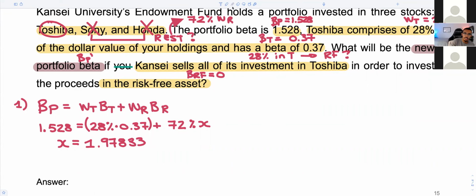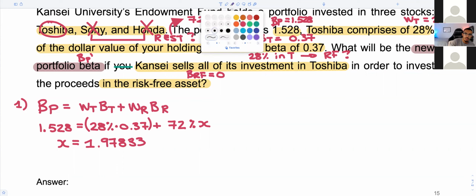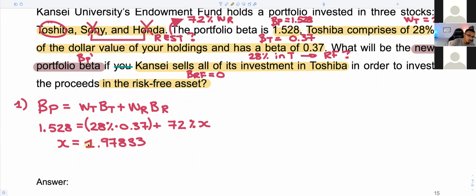So this right here, and I'll highlight it in yellow, is the beta of the remainder of the portfolio. So far, are we feeling okay? Does this make sense to everybody here? Yes or no? Okay. Now let's move on to step two.